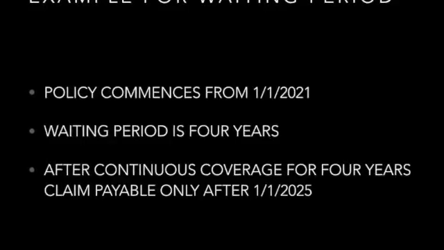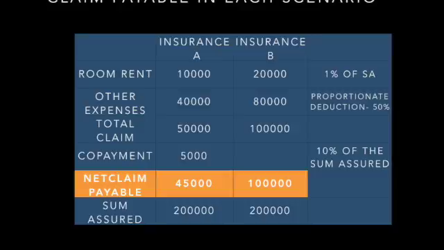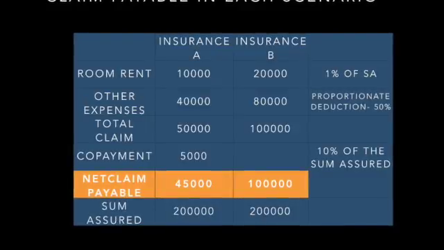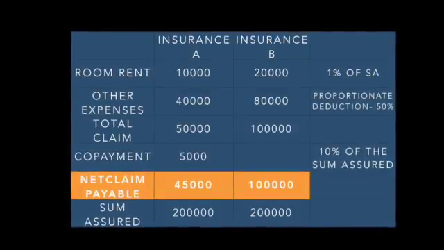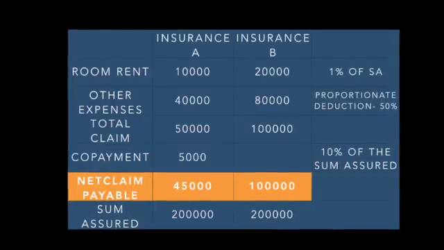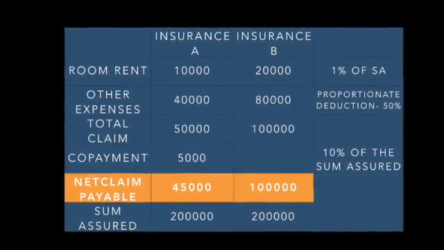The last item on our list is the copayment. Copayment is the percentage of claim that is borne by the insured. Some policies have 10% copayment of the admissible claim amount. Remember our earlier example, the admissible claim amount was 50,000 rupees. 10% works out to 5,000 and the net claim payable becomes 45,000.